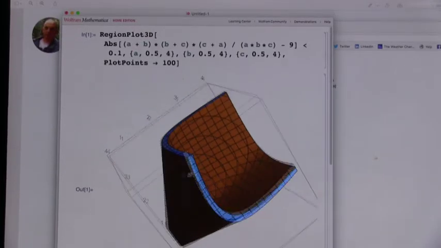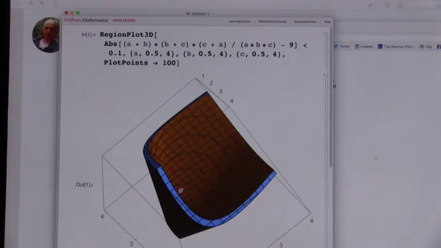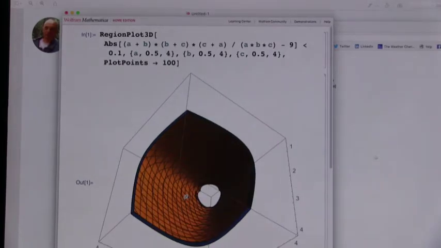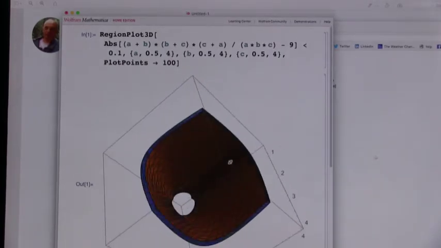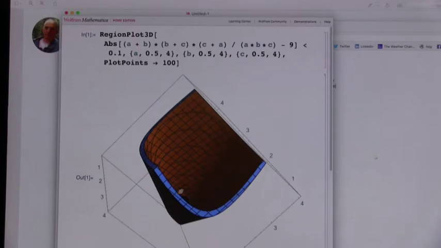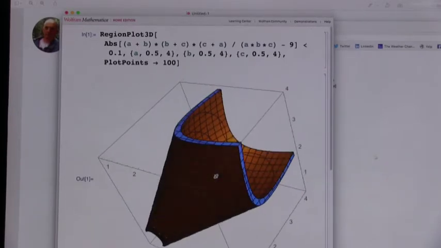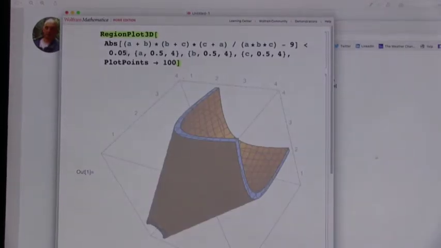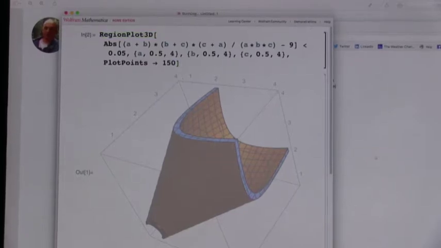Alright, so it did have some threefold symmetry, it looks like. Yeah, I mean, it looks like a cone, kind of. So this unbelievably complicated expression actually makes a relatively simple shape. And in fact, making the absolute value less than 0.1 makes it a little bit too thick. So I'm going to make it less than 0.05. I'm going to shrink the thickness by half, and I'm going to increase the plot points, so we'll get a slightly better plot now.